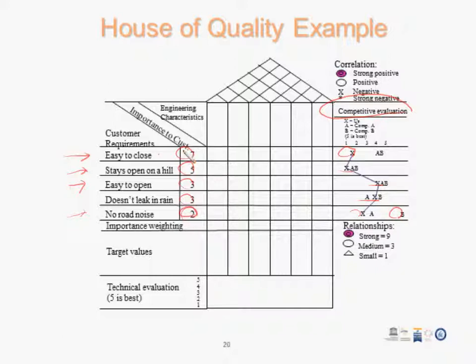What you need to do is focus on improving ease to close, because you are very far behind your competitors, and customers evaluate this as very important. So ease to close is most important. It should be developed as soon as possible.